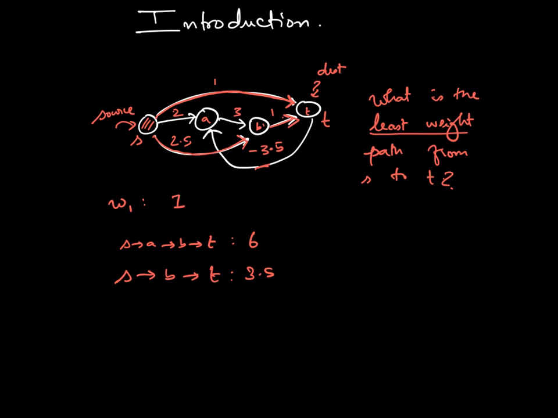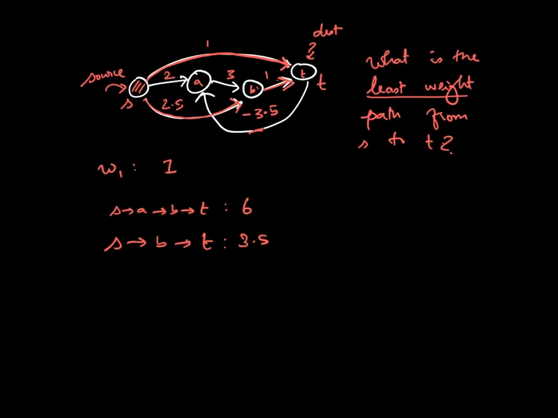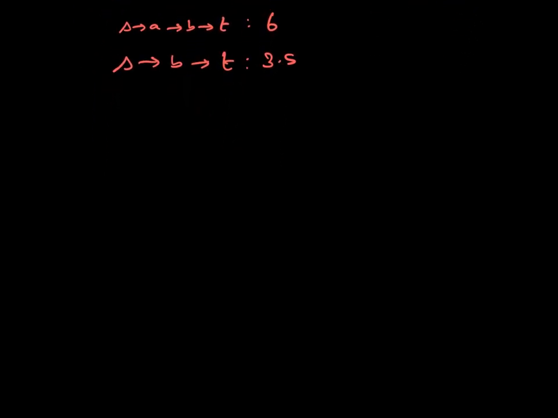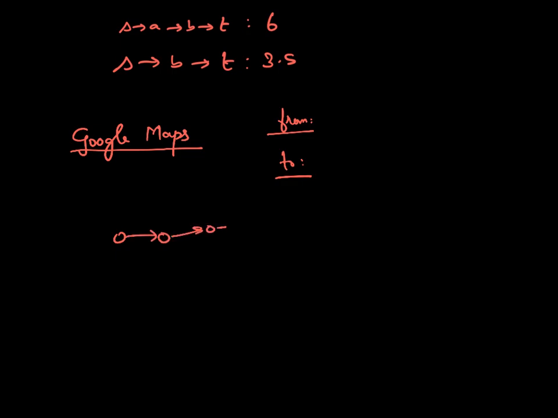All right, so the least weight path from a source to a destination. And this is a very important problem. Every time you log on to Google Maps, you are entering a from address, you are entering a to address, and you get a route to go from your from address to your to address. So that's an instance of the shortest path problem, right?